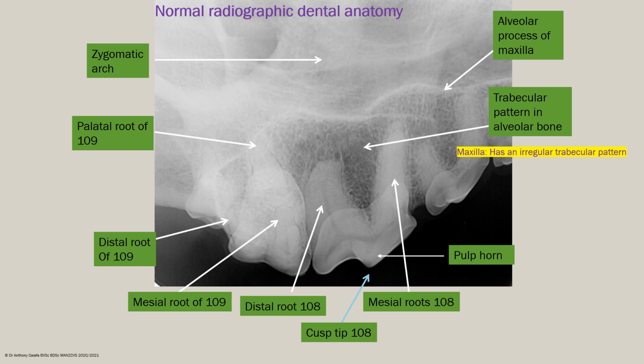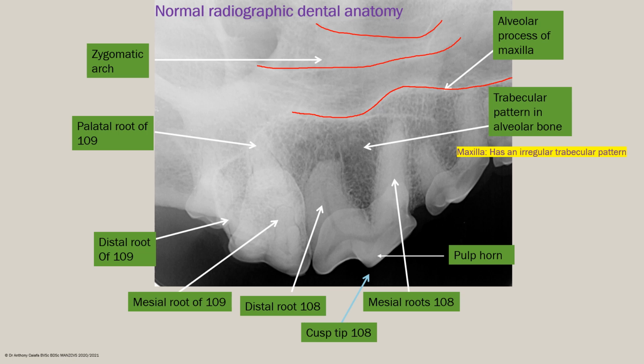This is a lateral view of the caudal maxilla. So if we start at the top here, we have the zygoma, which is the zygomatic bone, and sometimes it can be superimposed over the teeth, as we saw before in the cat. This is the alveolar process of the maxilla. You can follow it along here, and that can be considered the floor of the nose.